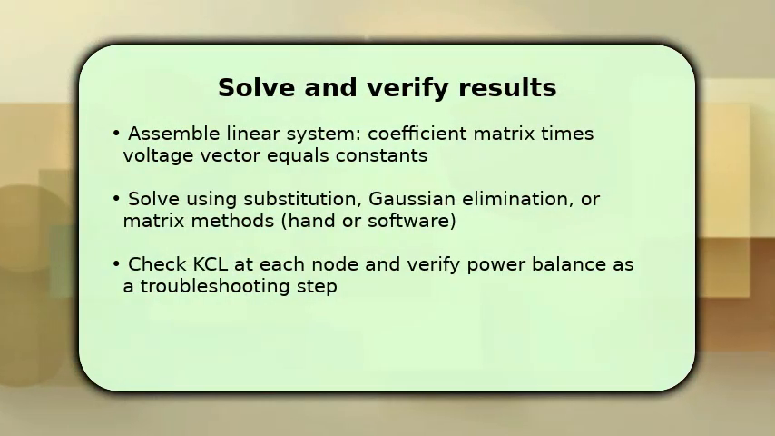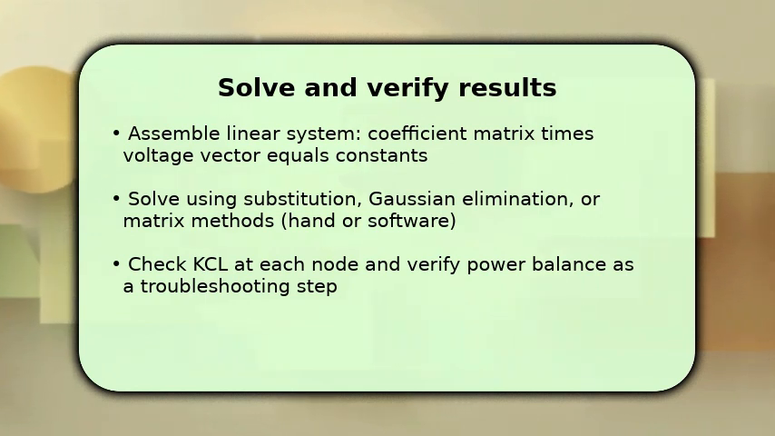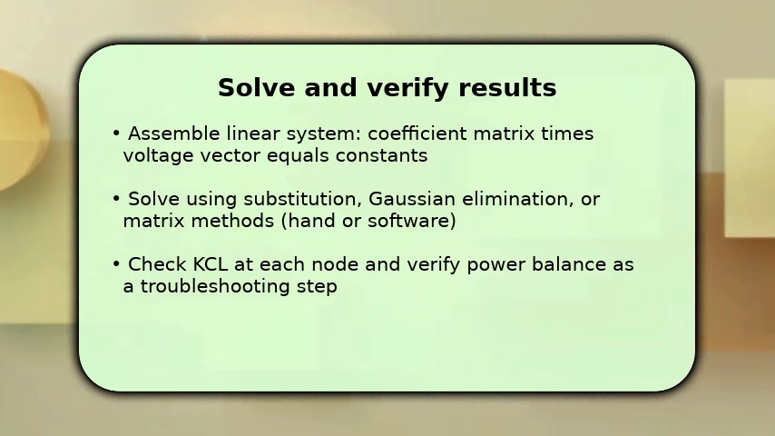You finish by assembling the coefficient matrix and right-hand vector from the collected terms, then solve for node voltages using substitution, Gaussian elimination, or a solver. Once you have voltages, compute branch currents to verify consistency. Check KCL at every node and confirm power supplied equals power absorbed.